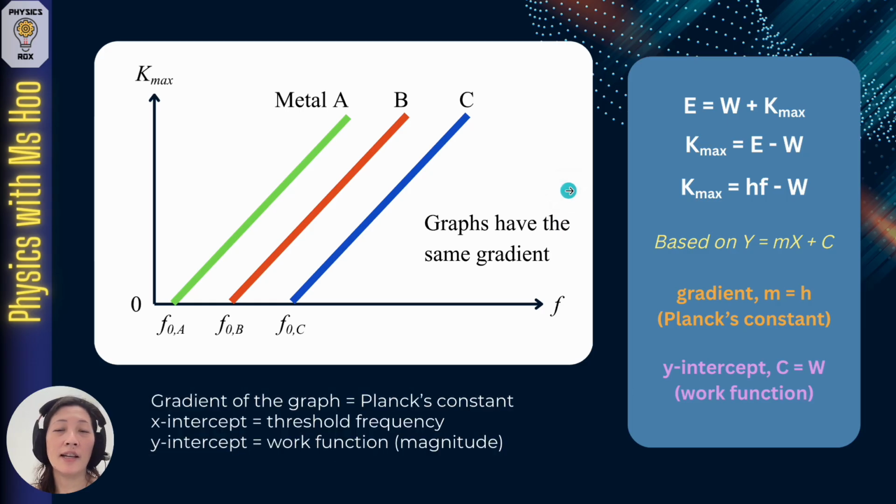So in a nutshell, the gradient of the graph would give us Planck's constant, the x-intercept will be the threshold frequency, and the y-intercept would be the magnitude of the work function. In case you're wondering why I wrote c equals W here when it's minus, it's because when you extend this, you will of course get a negative value on the y-intercept. The work function is the minimum energy for the photoelectric effect. Obviously, it cannot be a negative number. So we take the magnitude of the y-intercept, which would be the work function in this case. You cannot have a negative work function.